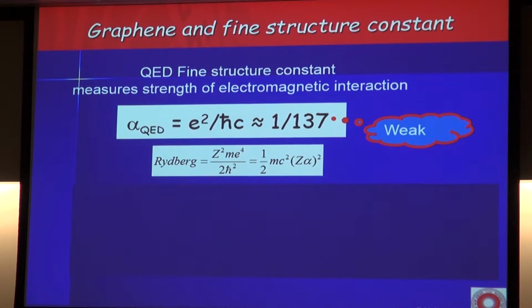For hydrogen, Z equals 1, the Rydberg is only 13.6 electron volts, which is a tiny fraction of the rest mass of the electron, which is a half MeV. So we have this periodic table. Most of the light elements are very well described by a simple Bohr atom picture.